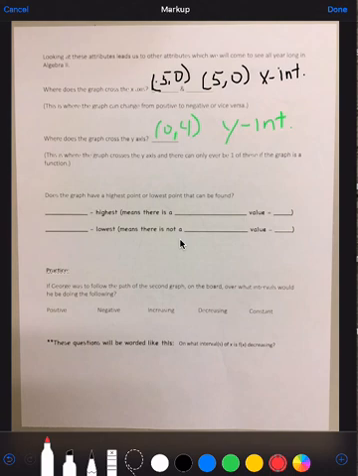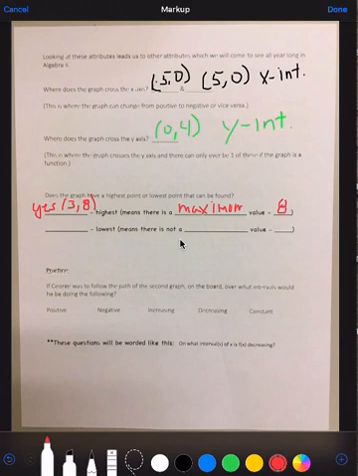Couple other things. Does the graph have a highest point or a lowest point that can be found? So in this case, we would say yes, it does have a highest point, and the highest point is at 3, 8. So when x is 3, y equals 8, that's the highest point. That means there is a maximum value. And you'll hear me say max as we use this a lot. I'll say, what's the max of the graph? And in this case, it's the y value, which is 8.